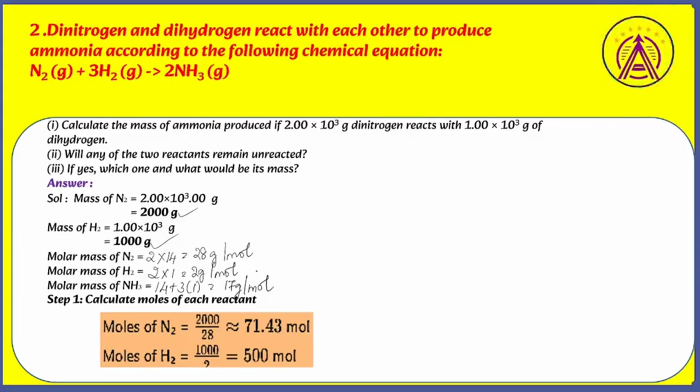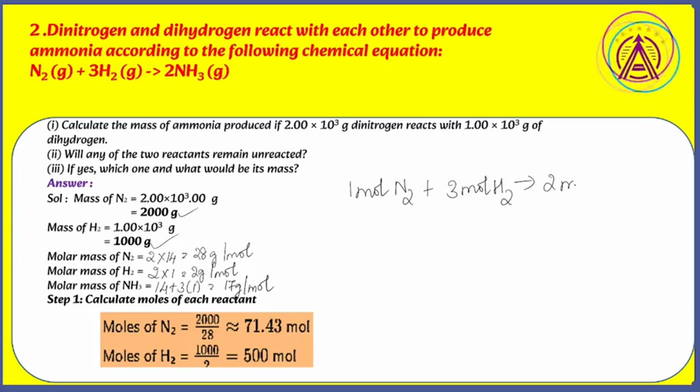Now let's quickly calculate. According to my reaction, 1 mole of dinitrogen is reacting with 3 moles of dihydrogen to give me 2 moles of ammonia. This is the information that I'm getting from my balanced equation. Let's calculate, as per this mass, how many moles of dinitrogen are there. I just divide 2000 by 28, which is 71.43 moles.